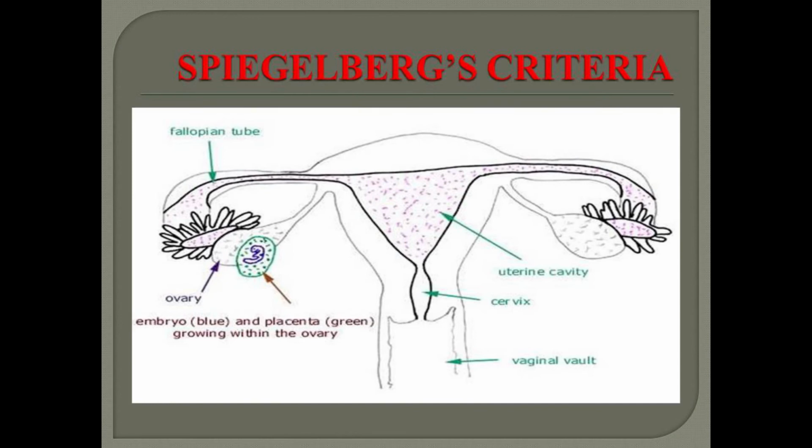And there is a particular Spiegelberg's criteria for determining this ectopic pregnancy. Actually this criteria is a set of some points, only then can we say that it is an ovarian ectopic pregnancy. Basically Spiegelberg was a German gynecologist, after whom this is named, and he gave some criteria.